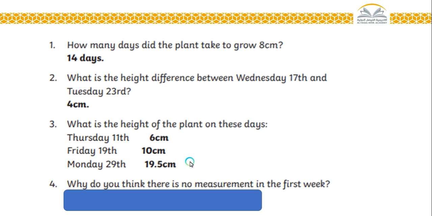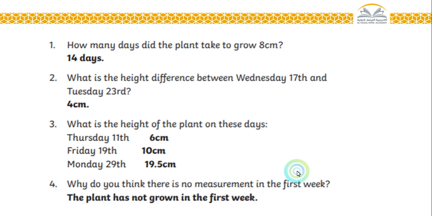And the last one: why do you think there is no measurement in the first week? If you check the line graph, you see that it's flat like this. That means there is no growth. The plant has not grown in the first week. That's why it is 0. No plant growth has been recorded yet in the first week, that's why there is no measurement. All right, we have succeeded in using that line graph to interpret our graph.